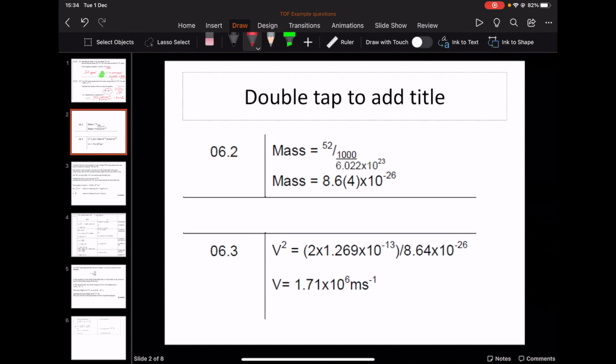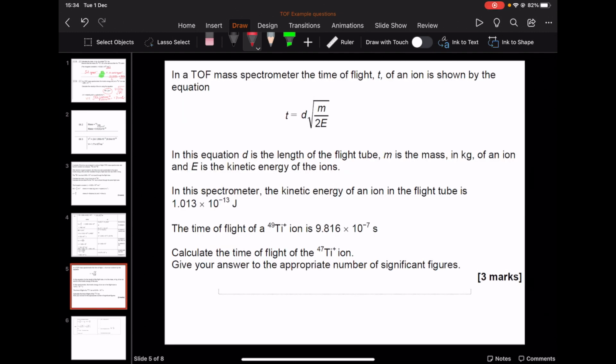Right, I'm going to show you another question now. Let's go through this one. In this question, it says the time of flight t of an ion is shown by this equation. In this equation, d is the length, m is the mass, and E is the kinetic energy. The kinetic energy is given as 1.03. The time of flight of a 49 plus ion is that. Calculate the time of flight of a 47 ion.